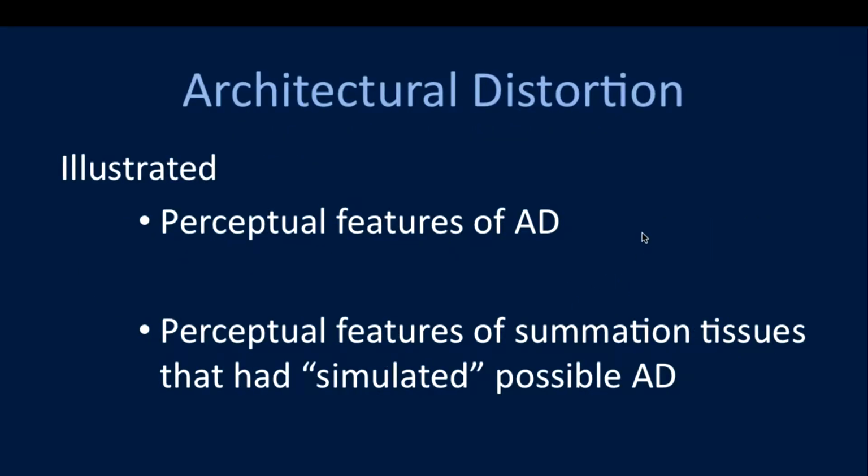So I was able to illustrate the perceptual features of architectural distortion and the perceptual features of summation tissues, where they're going straight through. You're lacking that spoke wheel fashion. You're lacking those straight lines.